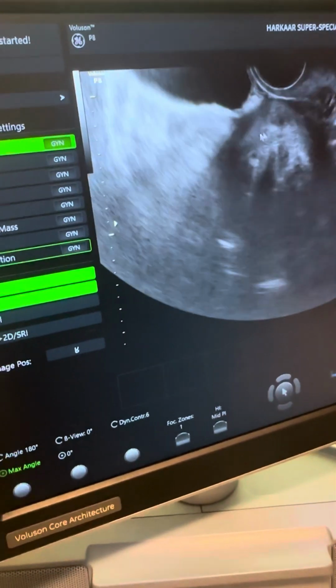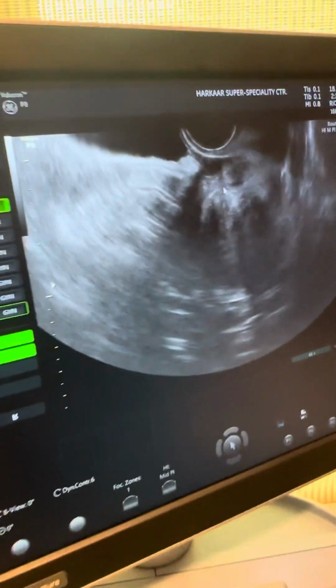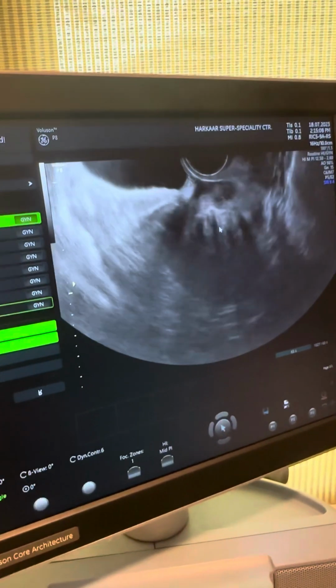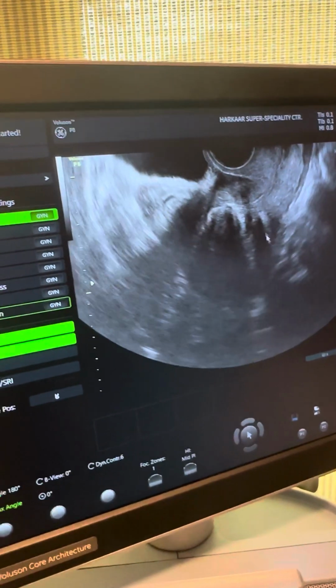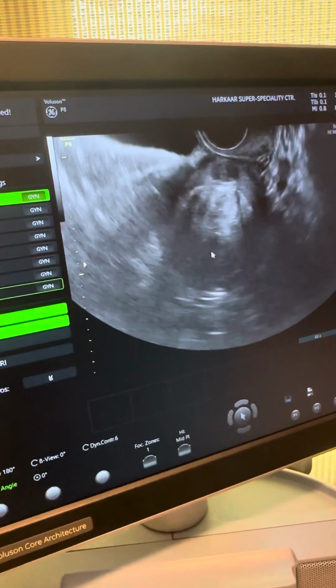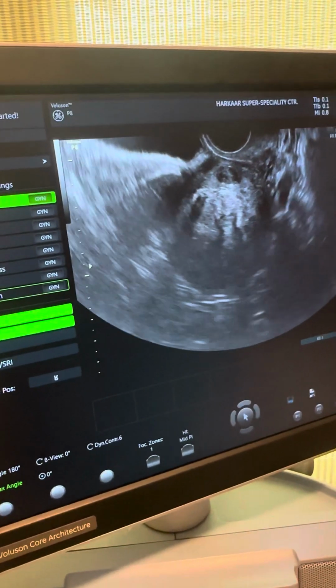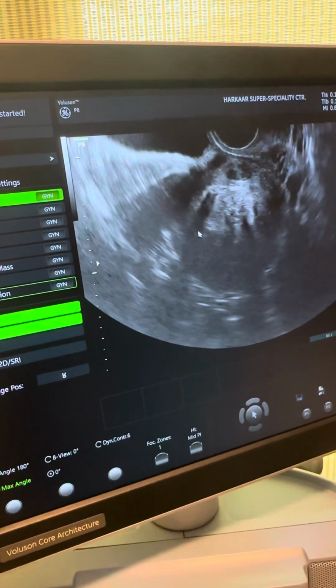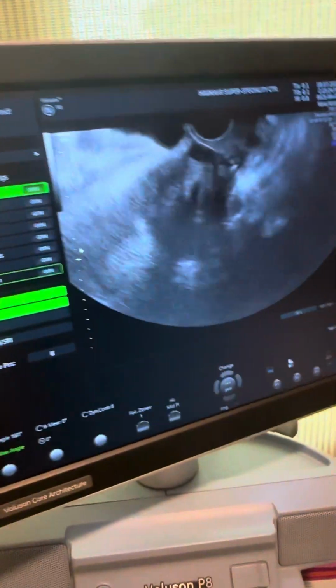Another small fibroid can be seen here, anterior wall, just in the lower uterine segment. So one of the important complications of the surgery is opening of the uterine cavity, or while doing endosuturing, the suture may be taken in the endometrial cavity. That should not be a worry for us. Okay, done.